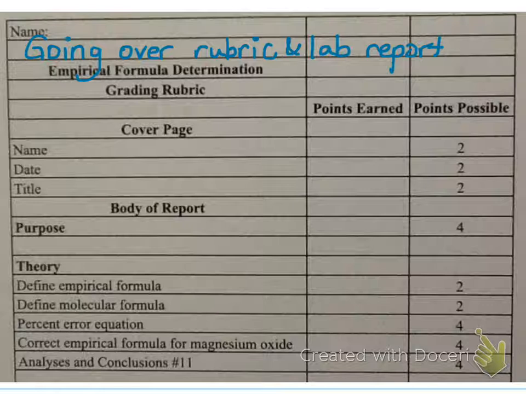With the body of the report, you have your purpose. Remember, don't use the purpose that's on this lab directions, because number 1, it's not a complete sentence, and number 2, it's plagiarism, but come up with a purpose. Theory, remember in the theory, again, I'm asking for the definition of an empirical formula in your own words, the molecular formula. You have to show the equation for percent error, okay, and you have to write what the correct empirical formula for magnesium oxide is, and then you're going to answer that analysis and conclusions question number 11. And again, remember, you're just going to answer that in complete sentences and in paragraph form.